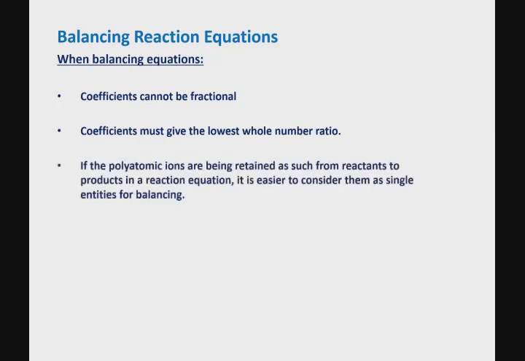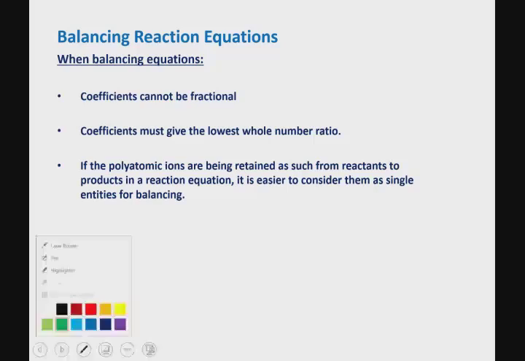And of course, this is a hint that makes life easier sometimes when you're dealing with polyatomic ions. If you're looking at a reaction equation that has polyatomic ions both on the reactant and the product side, such that the polyatomic ions are retained, are not destroyed during the process, then keep those together for accounting purposes instead of looking at every atom separately. Let me give you an example of what I mean by saying that.